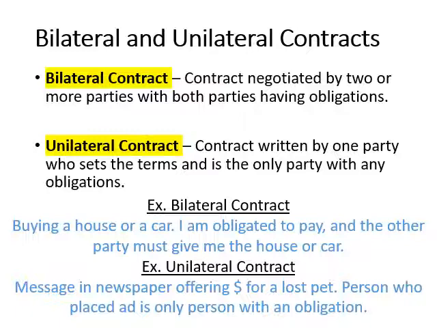One person is making an offer. They're deciding completely what that offer is going to be, but they are also the only ones that have any obligations related to that offer. Okay, so those are the differences between bilateral and unilateral contracts.